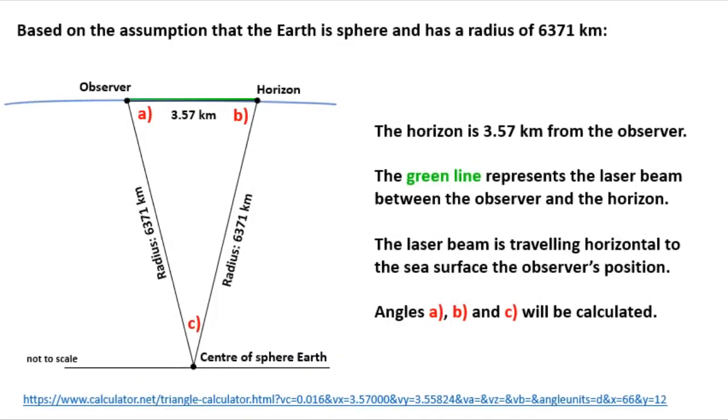Based on the assumption that the Earth is a sphere and has a radius of 6,371 kilometers, the horizon is 3.57 kilometers from the observer. The green line represents the laser beam between the observer and the horizon. The laser beam is traveling horizontal to the sea surface, and the observer's position, angles A, B, and C, will be calculated.